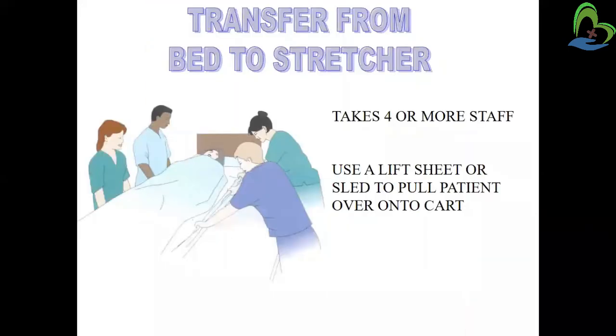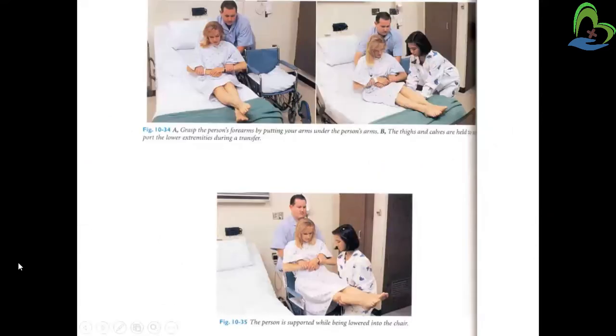So as shown in the image, four members apply the log rolling or lift sheet for patient transferring. And as shown in the image, if two assistants are there, one can help from the back side of the patient. Under the patient's arm we can apply our two hands for lifting their body, and another assistant can help from the leg.